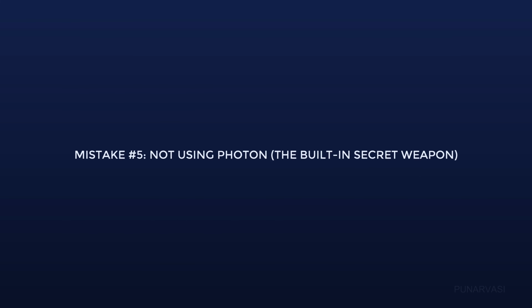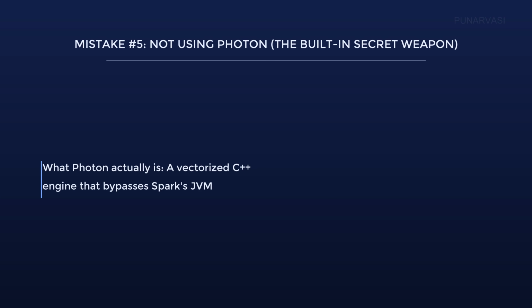$50,000 lesson: your Databricks jobs are slow by default. Here's why. Think of Spark as a busy kitchen, but every instruction must be translated before the chef can cook. That's the JVM. Photon is your elite chef who just gets it, speaking native C++ and processing entire menus of data at once. It's not an add-on, it is the secret, supercharged engine already in your car. Turning it on is your single biggest performance win.